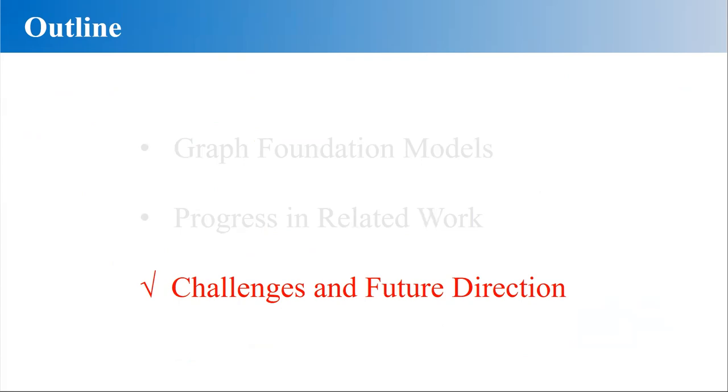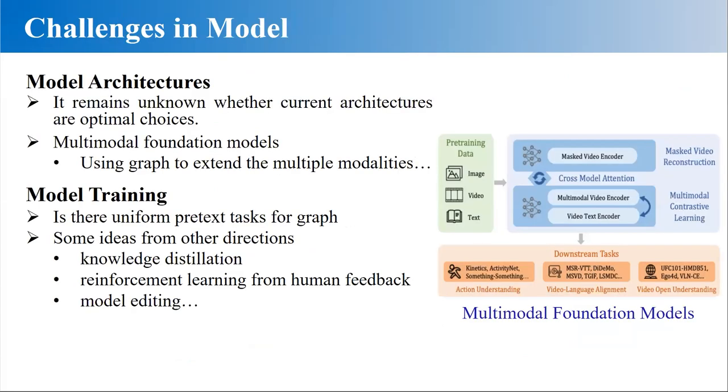Finally, I will introduce the challenges and the future directions. From the model perspective, it remains unknown whether the current architectures are the optimal choice. And can we use the graph to extend to multiple modalities? For model training, is there a uniform training path for graphs? Maybe we can learn some ideas from other directions, such as knowledge distillation, reinforcement learning and model editing.